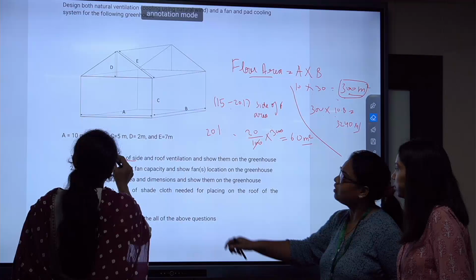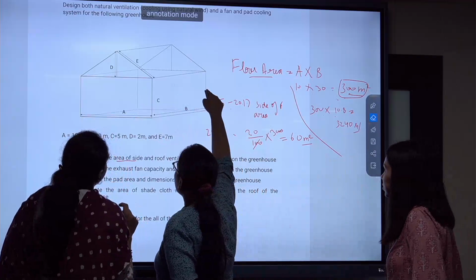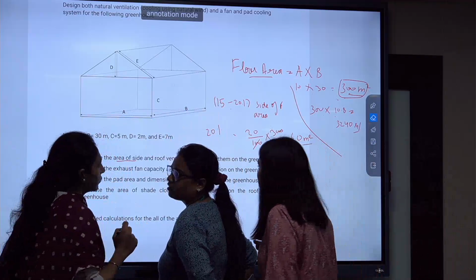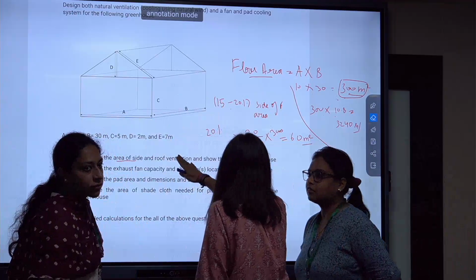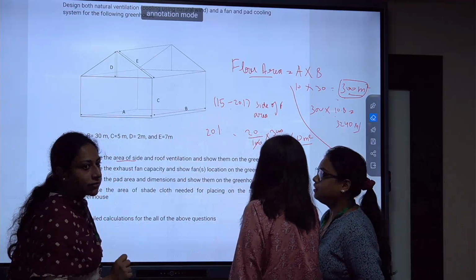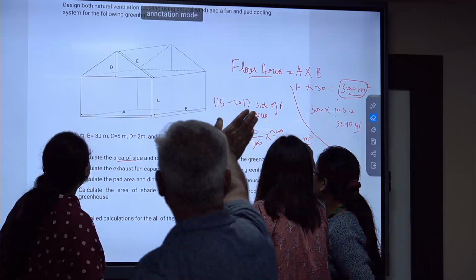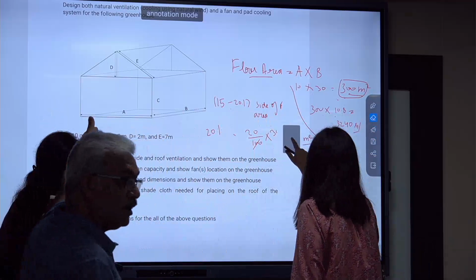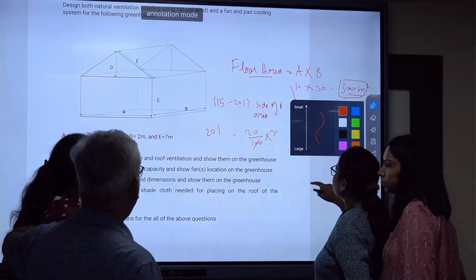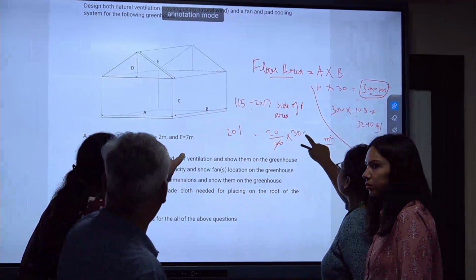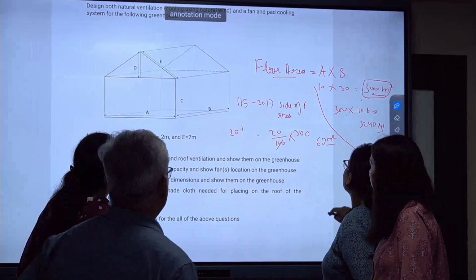30 into 2 is 60. No, we don't want 60 on one side. We want 30 on one side, 30 on the other side. So how do you do that? So 30 meters square on the left side, 30 meters square on the right side, right? Now show me how you put 30 meters square area on this side and 30 meters square on that side.